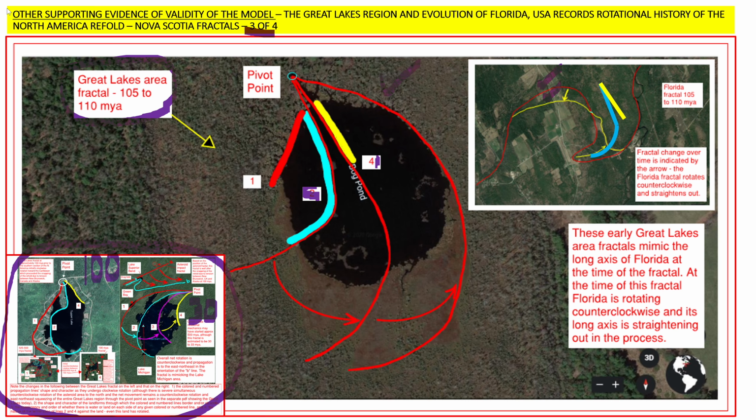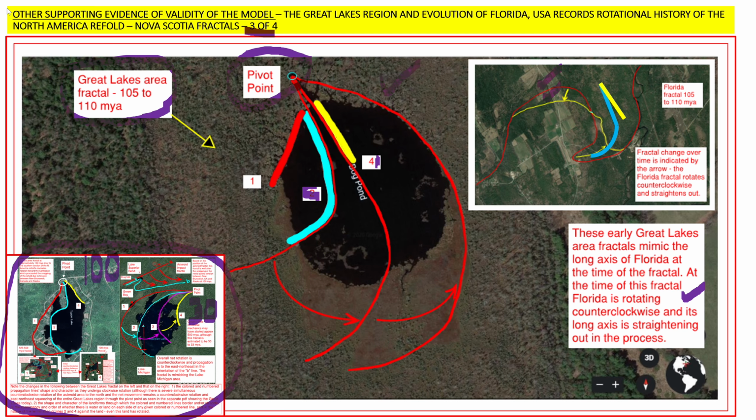So as I say in the text box, these early Great Lakes area fractals mimic the long axis of Florida at the time of the fractal. At the time of this fractal featured here, Florida is rotating counterclockwise and its long axis is straightening out in the process, basically from number 2 to number 4, as we explained. You notice also the pivot point that I'm circling.